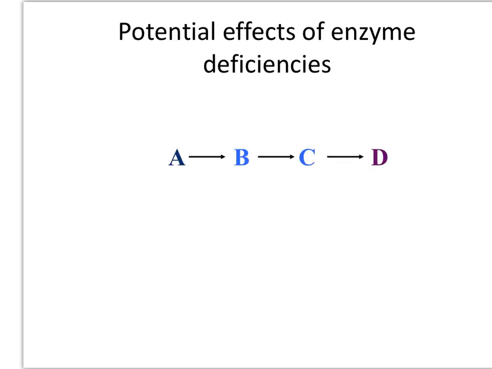So what can go wrong to cause pathology when there's an enzyme deficiency? Well, let's imagine we have a simple metabolic pathway shown here. A is being converted to B, which gets converted to C, which gets converted to D. And each one of these arrows is actually being catalyzed by an enzyme. So let's imagine there's an X, a Y enzyme, and a Z enzyme here.